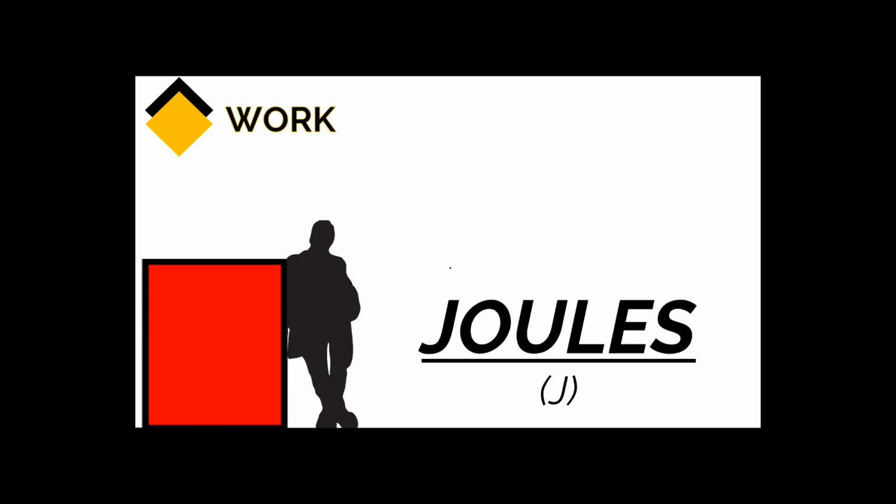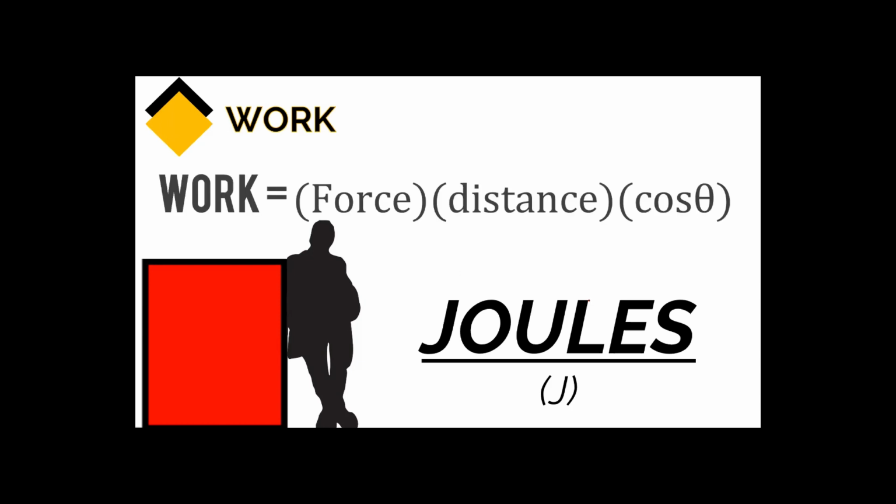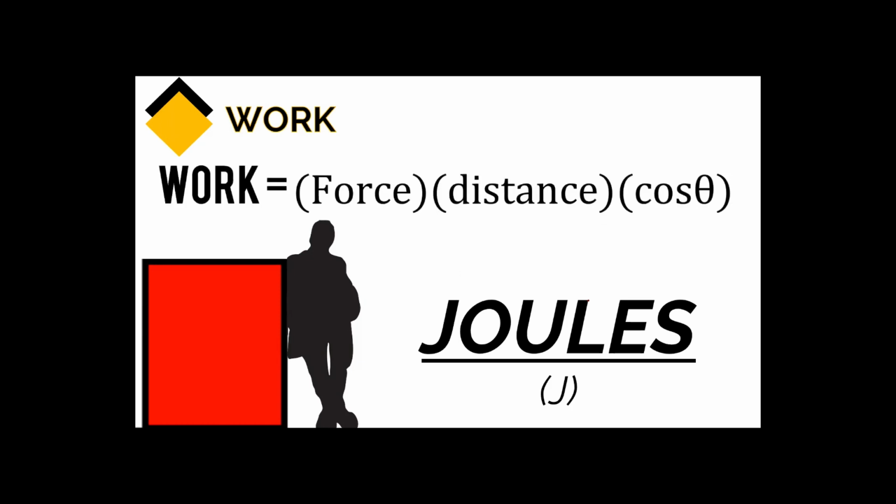And how can we determine the work done by a person or an object to a different object? By using the equation of work, which is force times distance times cosine theta. Force is in newtons, distance is in meters, and cosine theta.